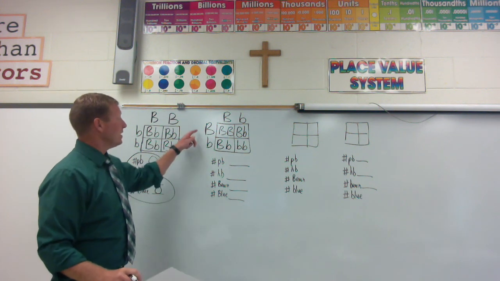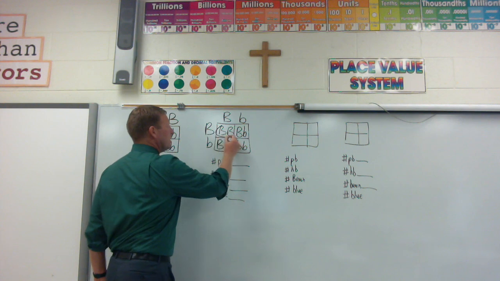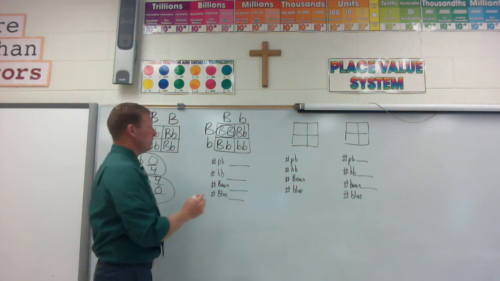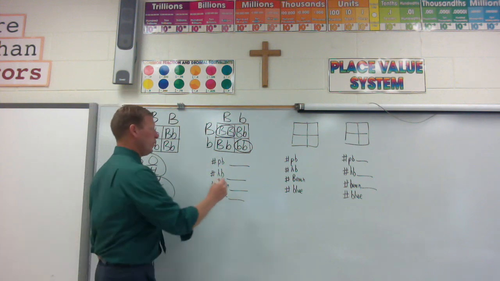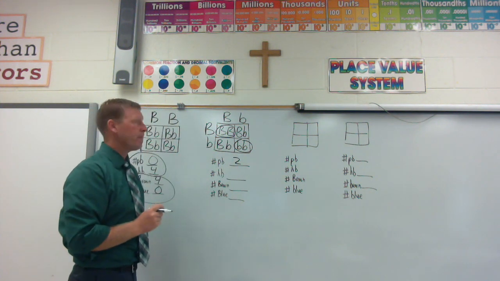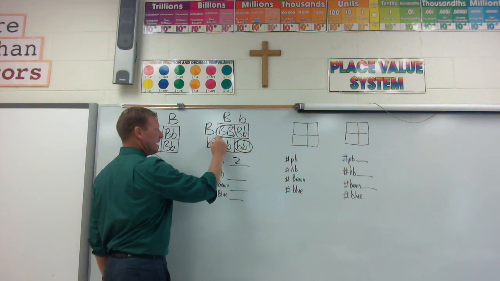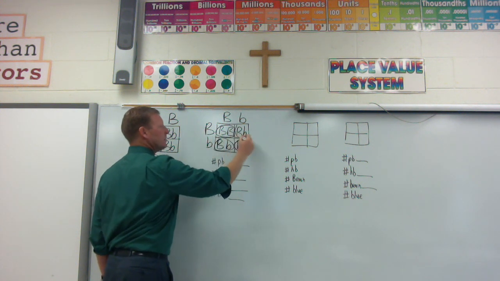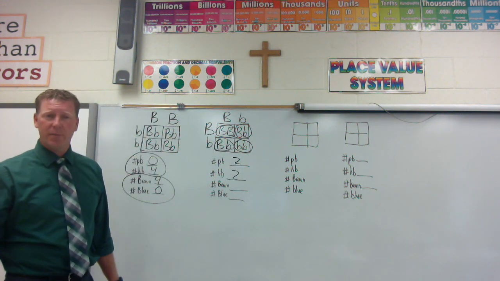Let's count purebreds. Purebreds means they're the same. Same capital, capital, same lowercase, lowercase. So how many purebreds do we have? 2. How many hybrids do we have? Hybrids, 1 of each. We got this guy here, and we got this guy here. So there's 2. Remember, those 2 numbers always add up to 4.